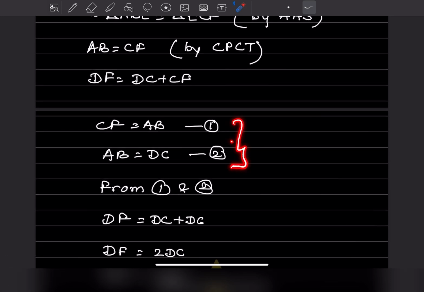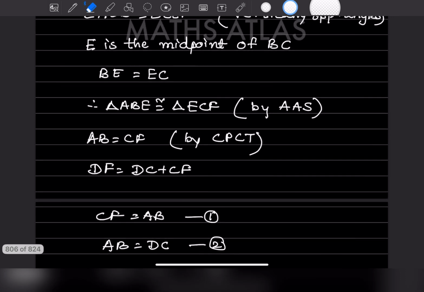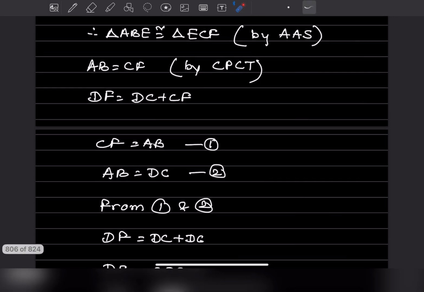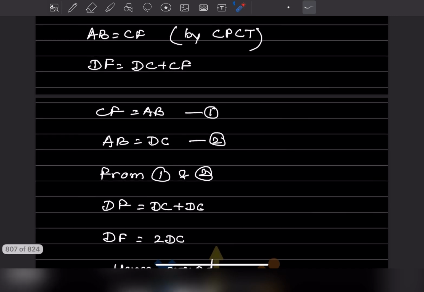So from equations 1 and 2, we can say DF is equal to, because we want DF, we'll put in this one, DC, and for CF, because CF is equal to AB and AB is equal to DC, we can write DC. So why do we want to write DC here? Because they have asked us to prove that it is twice of DC, or they can also ask you to find twice of AB. If it is twice of AB, you will put AB plus AB. I'll show you both ways.